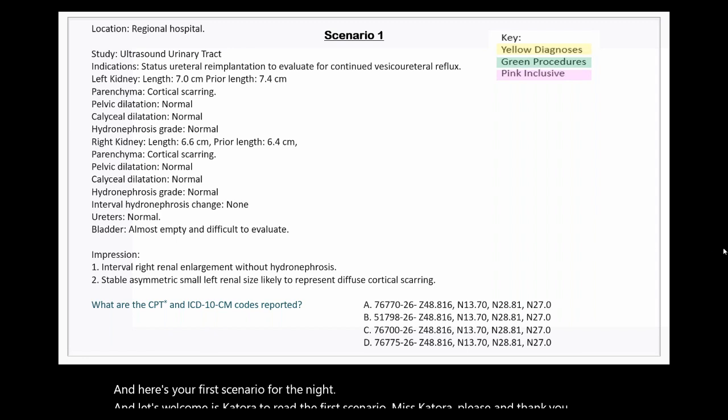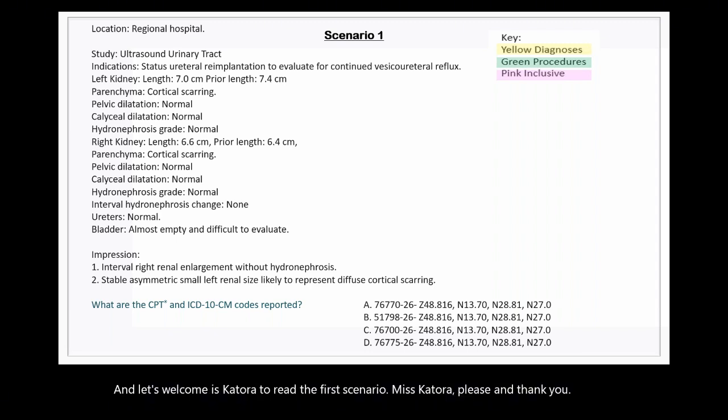What are the CPT and ICD-10-CM codes reported? A: 76770 modifier 26, Z48.816, N13.70, N28.81, N27.0. B: 51798 modifier 26, Z48.816, N13.7, N28.1, N27.0.